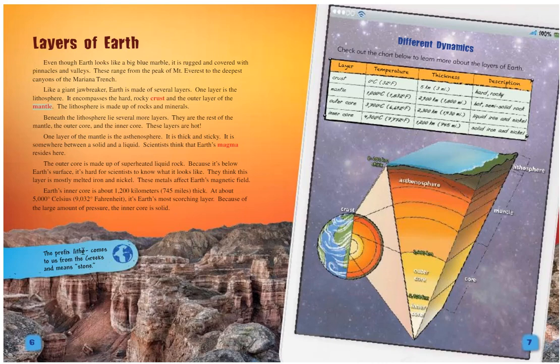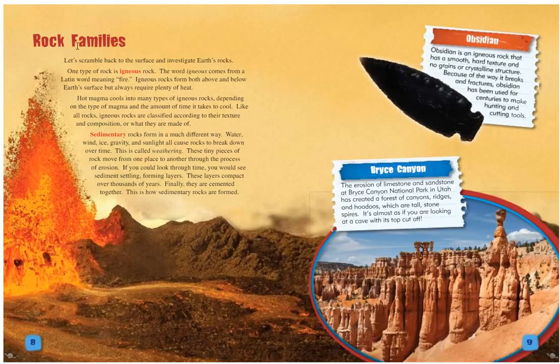So the prefix litho comes to us from the Greeks, another Greek word that means stone. So lithosphere translates to stone circle, or stone sphere. Rock families. Let's scramble back to the surface and investigate Earth's rocks.